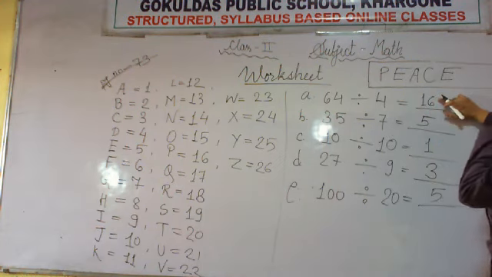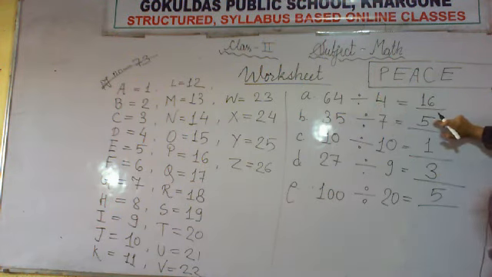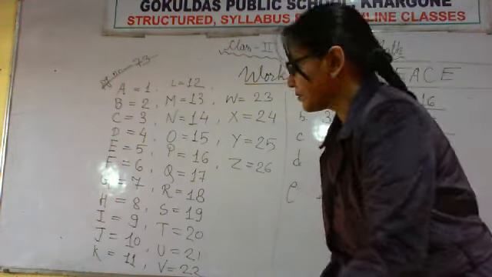So 16, we had written P for 16, E for 5, A for 1, C for 3, and again E for 5. P-E-A-C-E, peace. This is our first word in the message. So all of you note down this much.